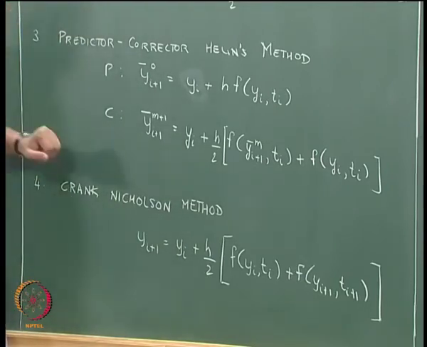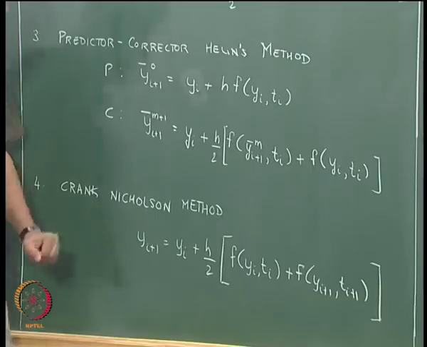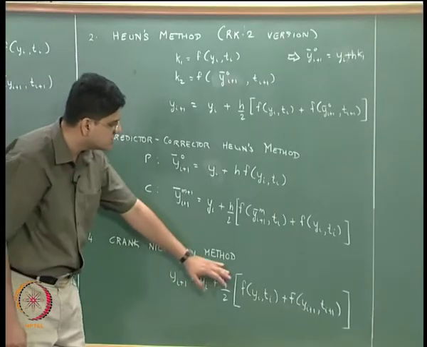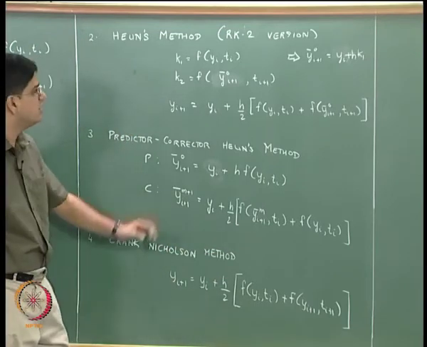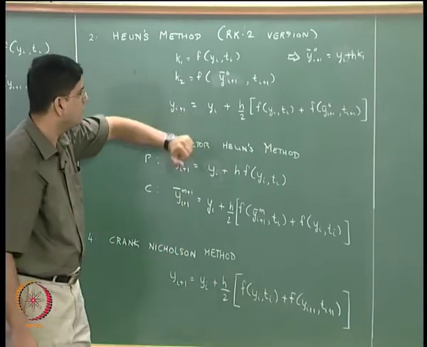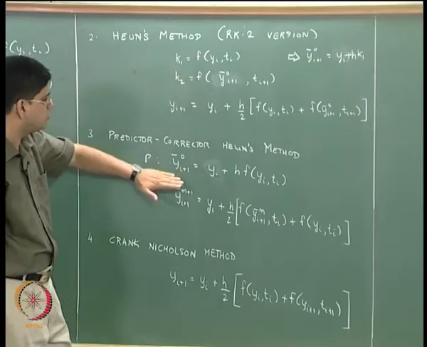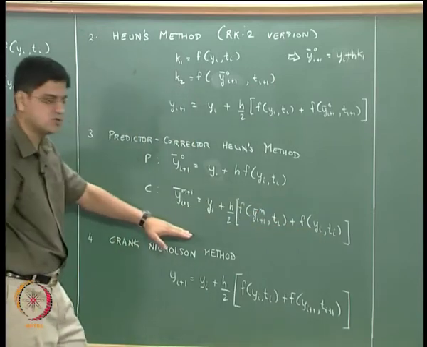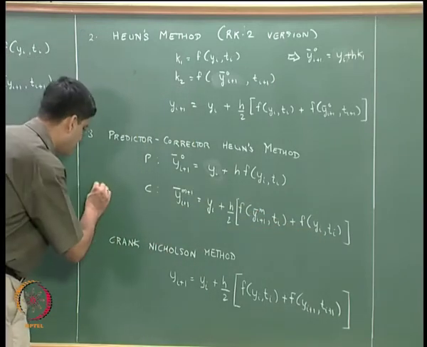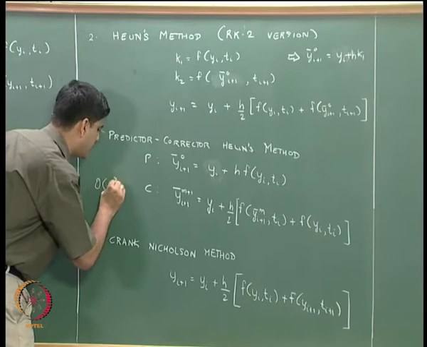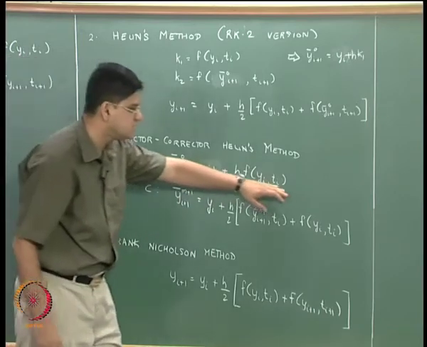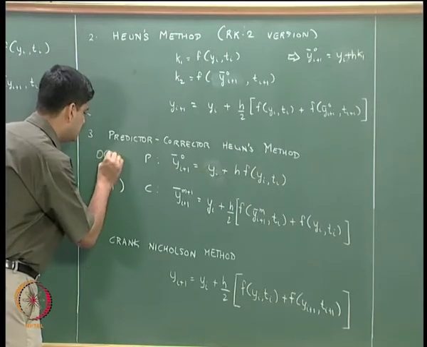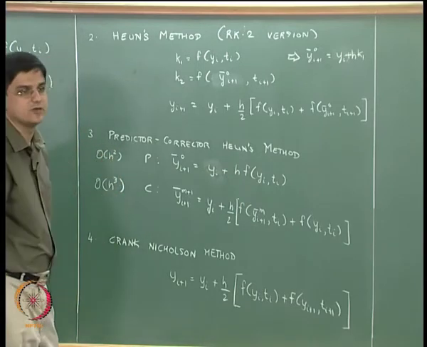So, that is the RK2 version of Yoon's method, the predictor corrector version, and the semi-implicit method, which is essentially the Crank-Nicolson method for solving this particular problem. What we realize when we do this predictor corrector method is that the corrector is a trapezoidal rule, which has an order of h cube accuracy, but the predictor is just an explicit Euler's method, which has an order of h square accuracy, okay.